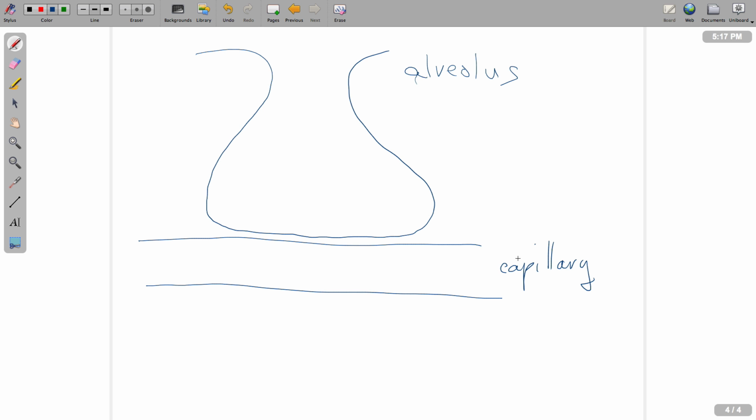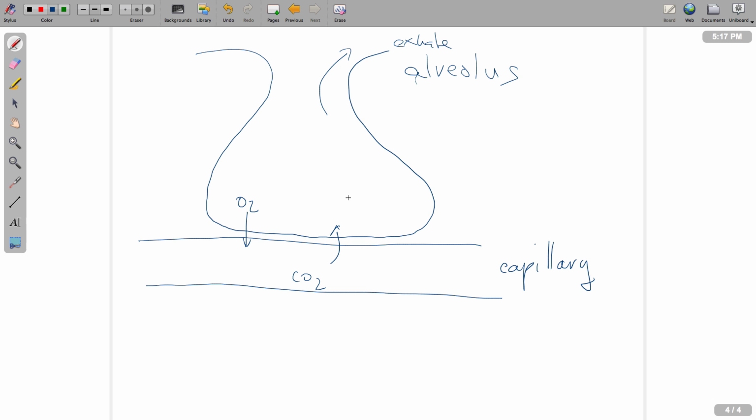This is just my rendition. This is the best I can do with the drawing. The capillary is surrounding the alveolus, and oxygen is supposed to diffuse here. Oxygen is coming in through the mouth and into the lungs, diffusing into the capillary, and making red blood cells completely full of oxygen. Of course, CO2 is here, diffusing back across, and we're going to exhale that at some point.